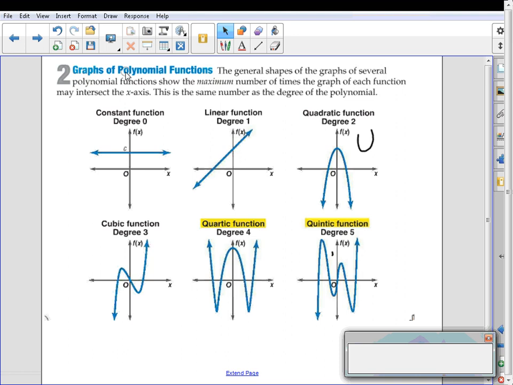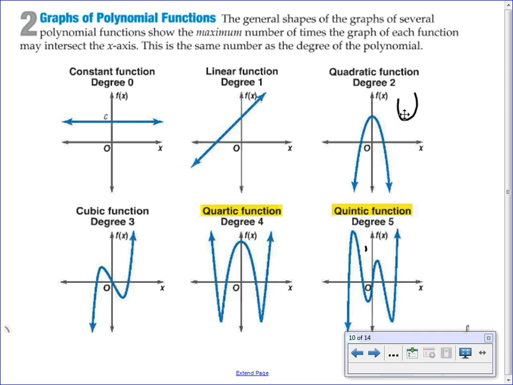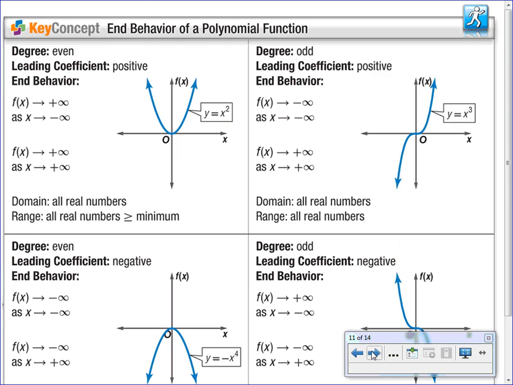Okay, so this one doesn't cross any, but that one crosses twice. This is third degree, so it could cross as many as 3 times. This is fourth degree. It could have up to 4 roots, and this is fifth degree. And then the last thing we talk about is the end behavior.